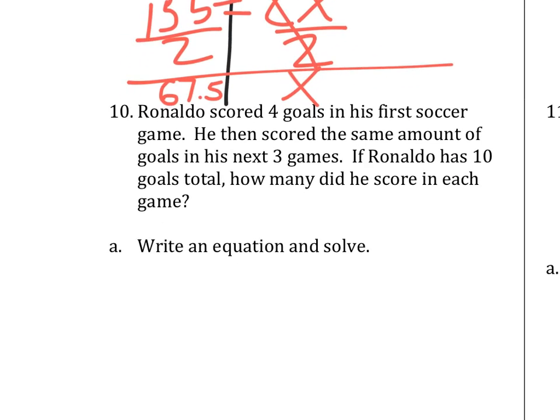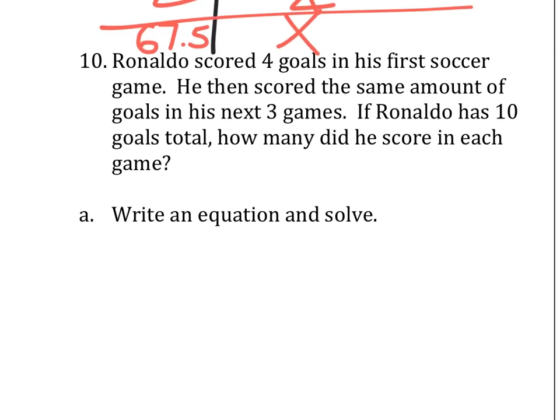Last one, and then you guys are doing the rest on your own. I mostly want to talk about this one because the wording is strange on it. It says Ronaldo scored 4 goals in his first soccer game. He then scored the same amount of goals in his next 3 games. It's not 4 goals for this part. This sentence right here is extremely confusing.